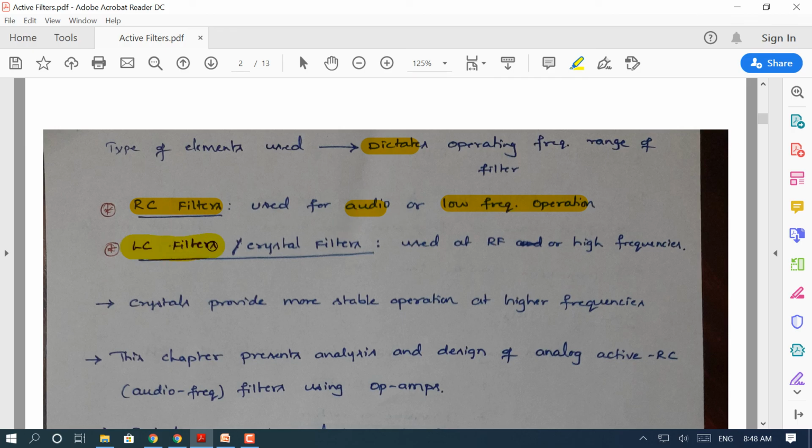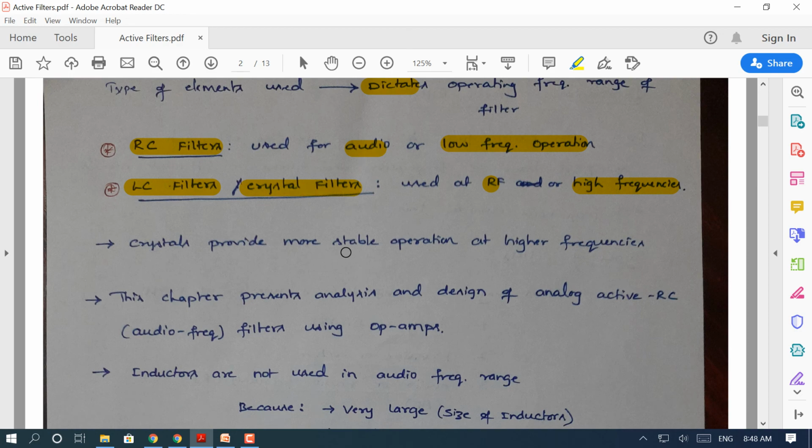The next category is LC filters, and there are other types of filters like crystal filters, where we use a crystal oscillator, a crystal as a filtering circuit. The LC filters and crystal filters are basically used at radio frequency or high frequency classification. The crystal provides more stable operation at higher frequencies than RC filters.